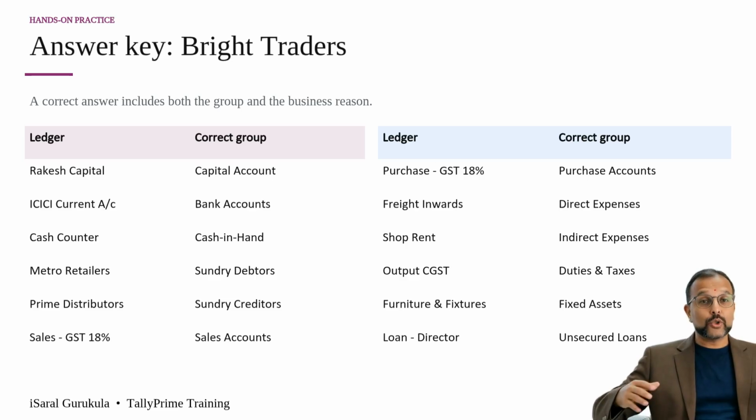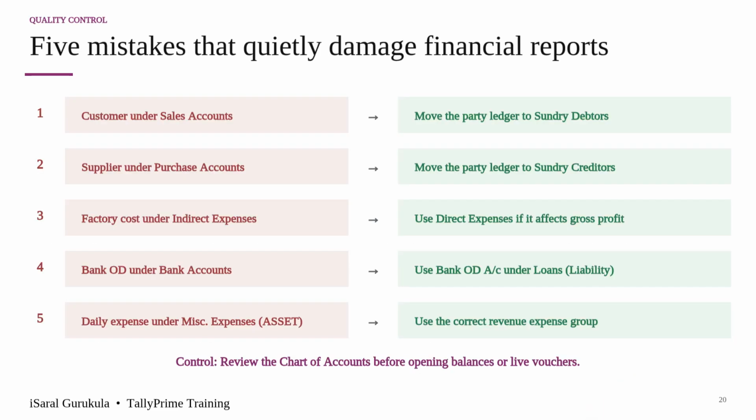Pause. How did you do? Let's discuss 5 mistakes that quietly damage financial reports. Mistake 1. Placing a customer under sales accounts instead of sundry debtors. Fix it by moving the party ledger to sundry debtors. Mistake 2. Placing a supplier under purchase accounts instead of sundry creditors. Again, move the party ledger to its proper place.